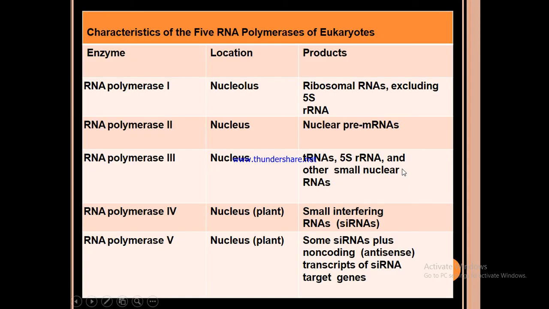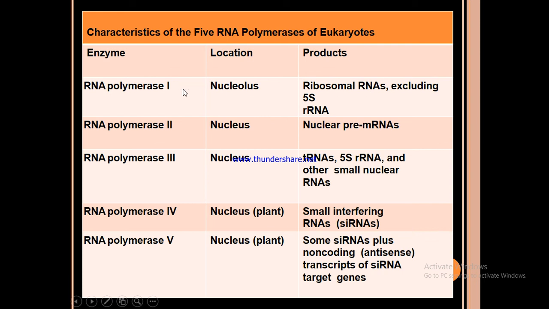As I explained, in the case of prokaryotes there are some RNA polymerases. Likewise, in eukaryotes some RNA polymerases are involved. Mainly there are three types of RNA polymerases in eukaryotes: RNA polymerases 1, 2 and 3. Let's understand this first. All of these are located in the nucleus, except RNA polymerase 1, because it is found in the nucleolus. So remember this, please.